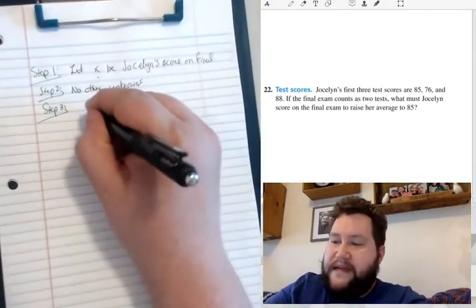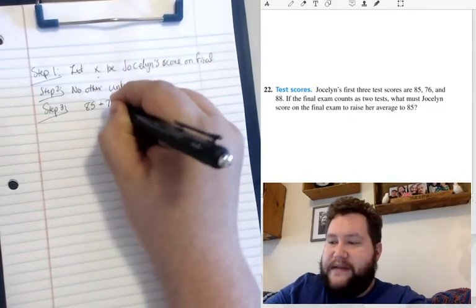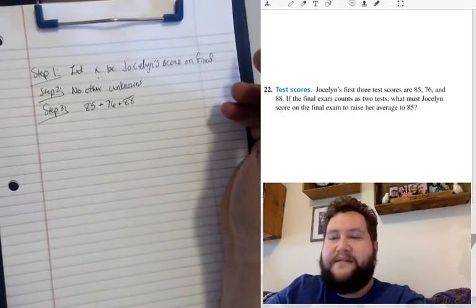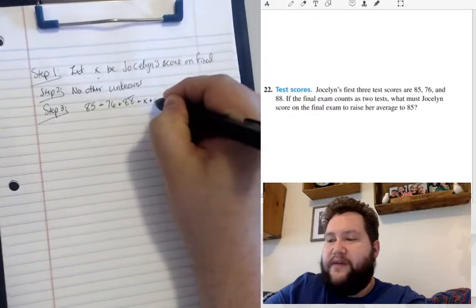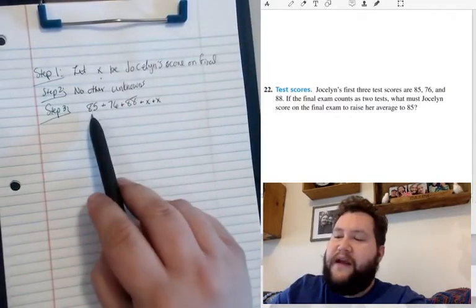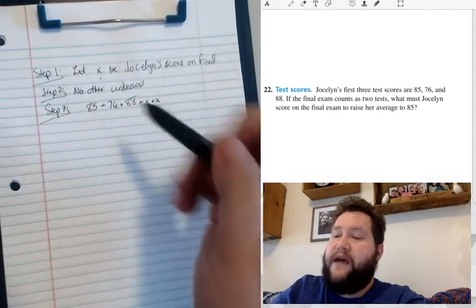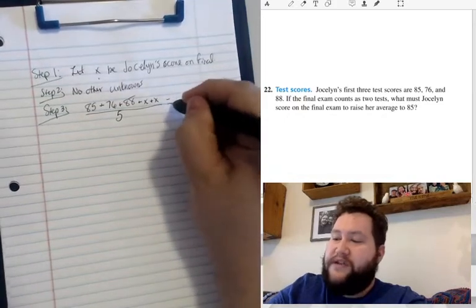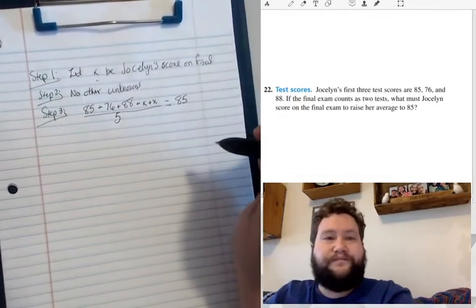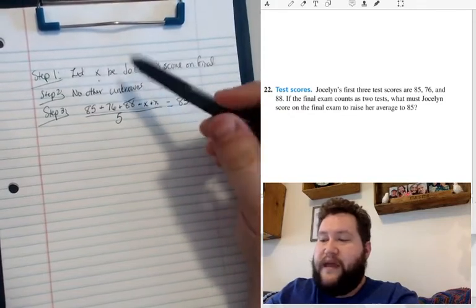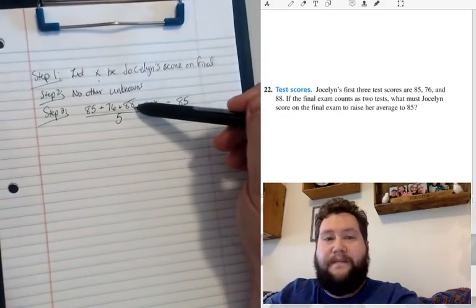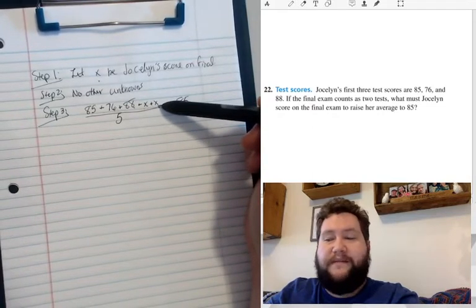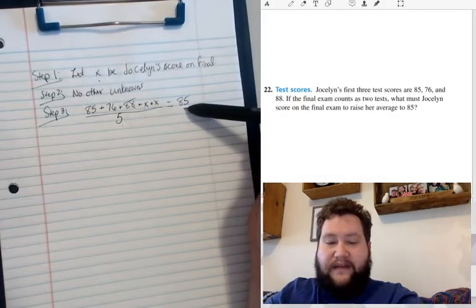Well, we know that she gets an 85 on her first, a 76 on her second, and an 88 on her third. It says the final exam counts as 2 tests, so let's just go ahead and add that score twice. Which means we're really finding the average of 5 single exam weighted things. And Jocelyn wants her average to be an 85. So this is our equation. We have 85 plus 76 plus 88, plus we have to count and weight this final exam as 2 exams, so 2x. We divide by 5, and that gives us 85.